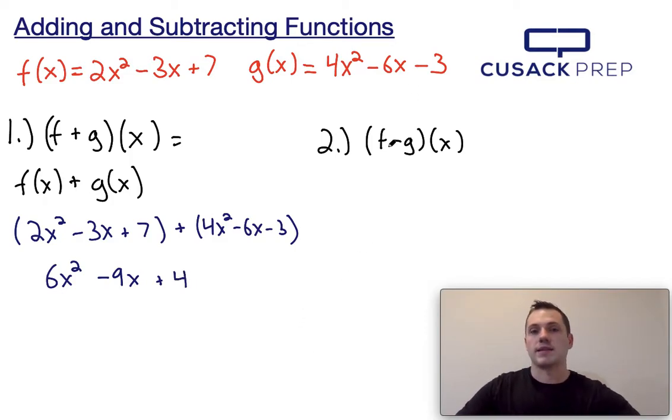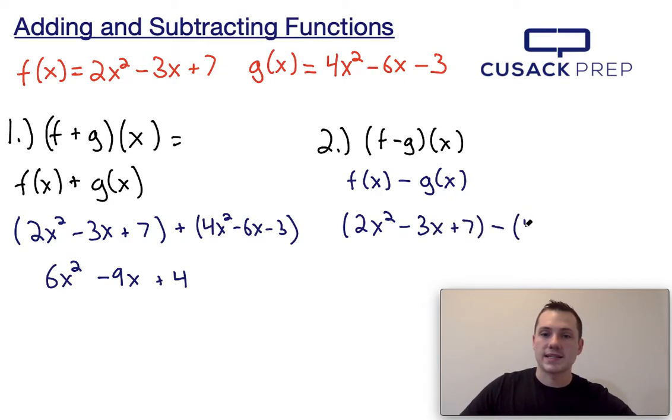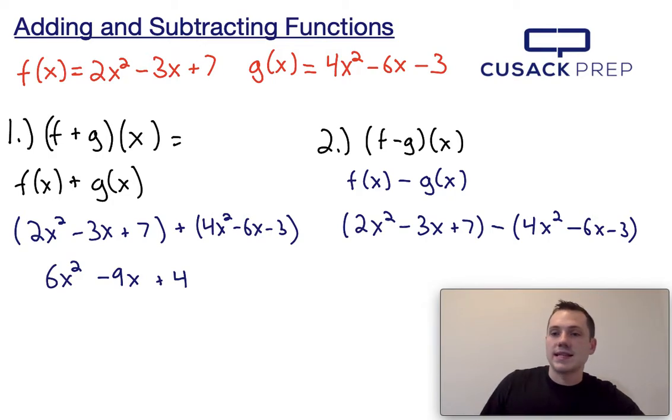Now, if on the other hand, what we have is subtraction, the same first step applies. F minus g of x is going to be the same as f of x minus g of x. I can place f of x in parentheses, so that's going to be 2x squared minus 3x plus 7. And I can subtract g of x, which is 4x squared minus 6x minus 3. And this is where it really matters that you put the parentheses in.